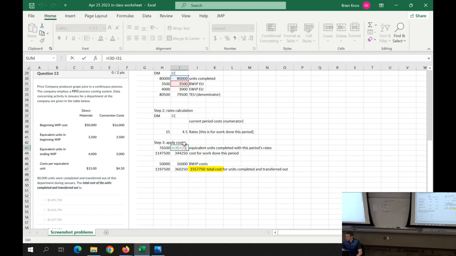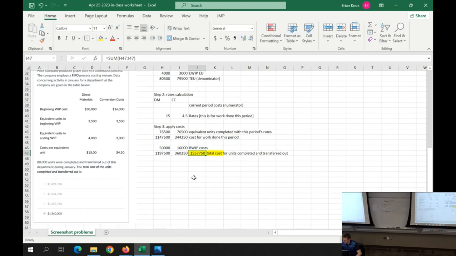Okay, we do the same thing here. Subtract from units completed the beginning WIP equivalent units with respect to conversion costs, and it ends up being the same amount for some reason, 3,500. So we end up with 76.5 here again, and we multiply that 76.5 by the 4.5 rate we were given. And that's great. That's the total cost for work done this period, but it doesn't account for the fact that we have some first in stuff we have to move in at the very beginning, this beginning WIP cost. We have to add it in. Don't forget, it ends up 50,000, 16,000 just from the problem.